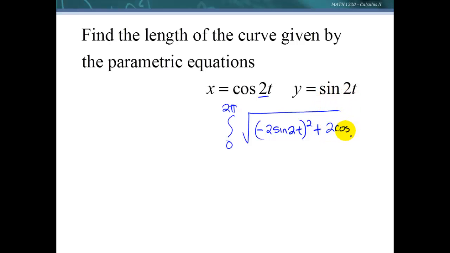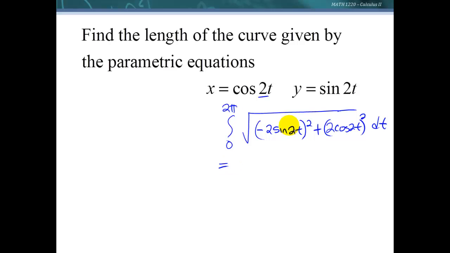So let's look at an example. We want to find the length of a curve given by these parametric equations. And so we would say, okay, I'm going to integrate from 0 to 2 pi, and I'm going to have the square root of dx dt squared. So the derivative there is going to be negative 2 sine 2t. We got that 2 because of the chain rule. Then that needs to be squared, plus the derivative here, that's going to be 2 cosine 2t, squared, dt.